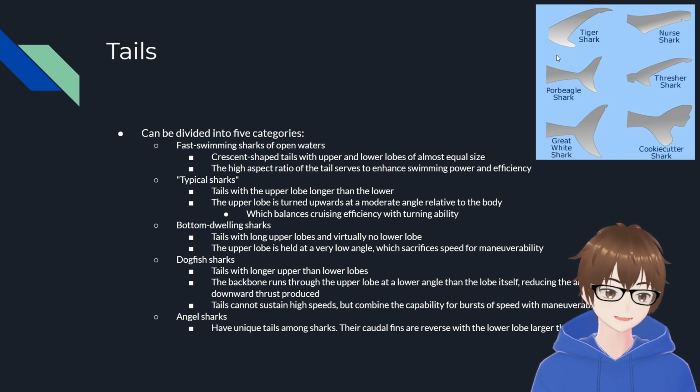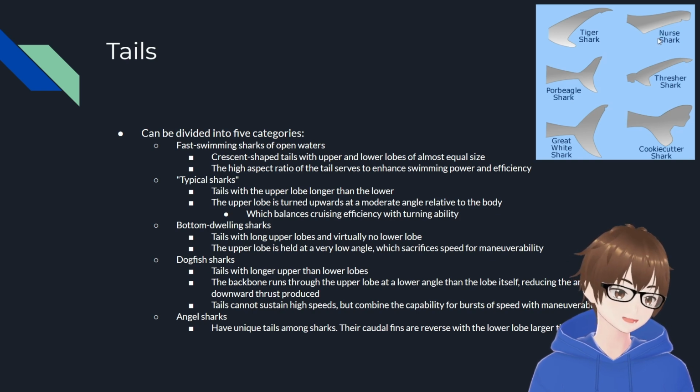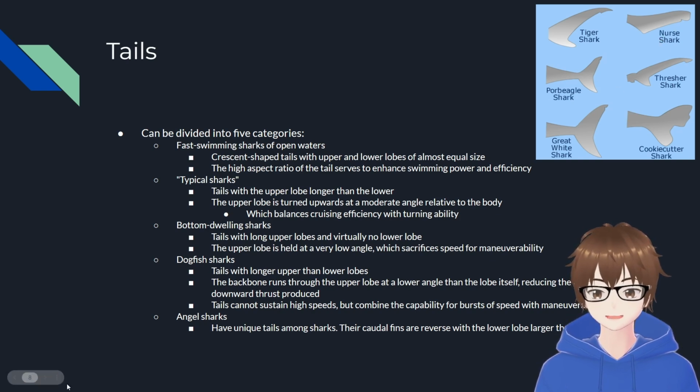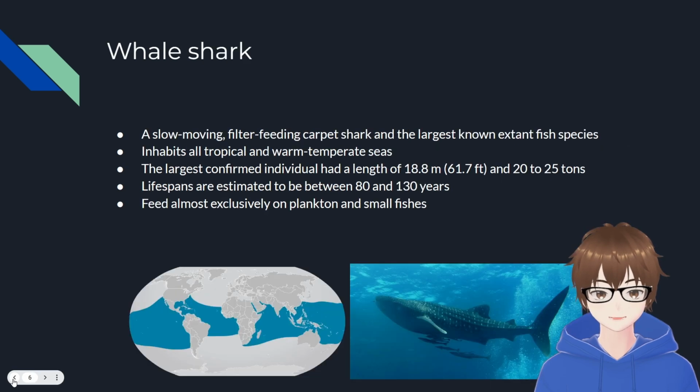The different types of tails, like I said before, I never really paid attention to what the tails look like on sharks. The tiger shark tail is different to the nurse shark, which is different to the cookie cutter shark, which is different to the great white shark. None of them look exactly the same. Like the great white shark and the porbeagle shark, they kind of look similar, but they don't look anything similar to the nurse shark. So yeah, just learning about the different tails and how they work.